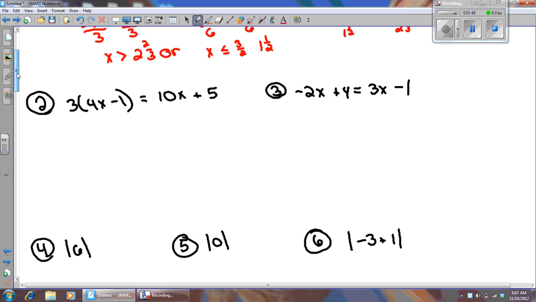All right, coming down here, multi-step inequalities. You know what? I should have put inequalities there. Silly Mr. Lawrence. And let me change this one to just a greater than. All right.